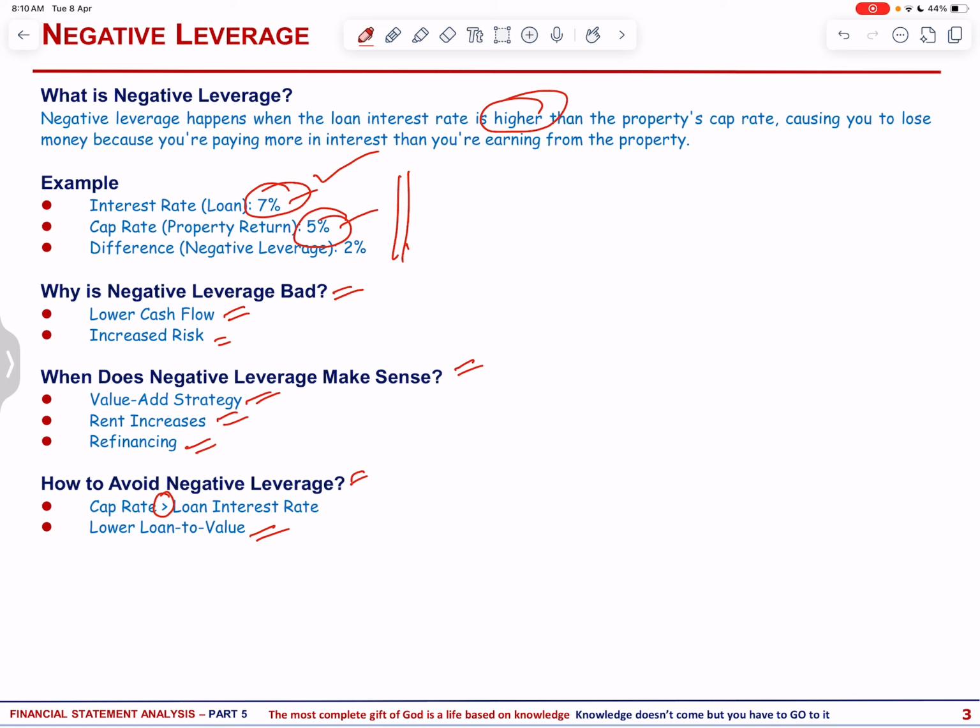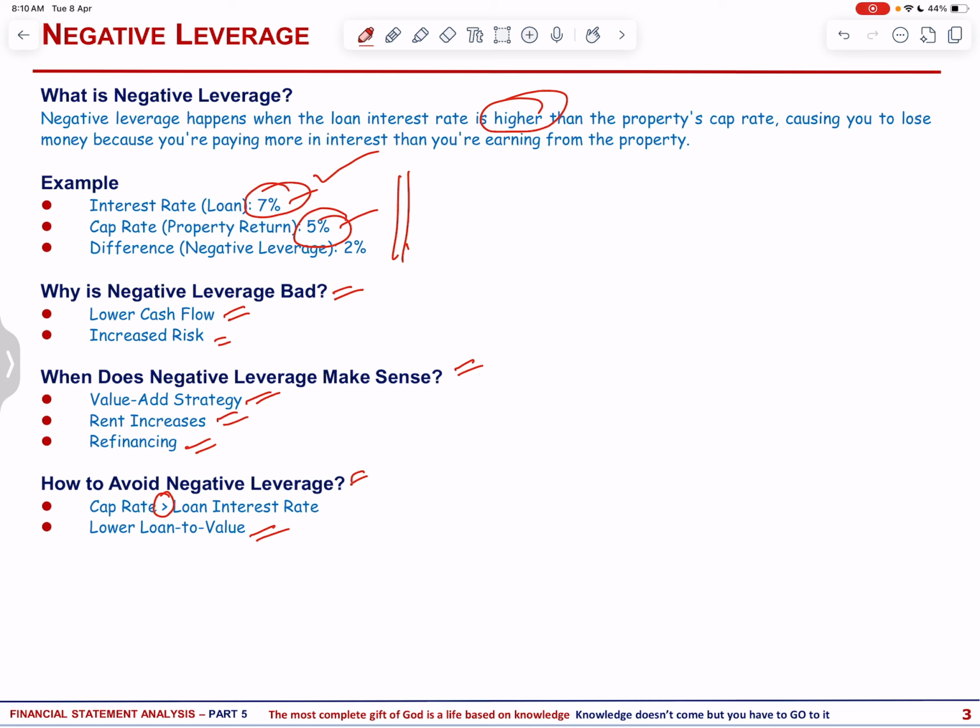In today's environment, with higher interest rates, investors need to be more strategic about their financing and property selection to avoid being negatively impacted. If you are looking to make cash flow a priority, it is better to focus on properties that either have a cap rate that exceeds the loan interest rate or come with significant value add potential.